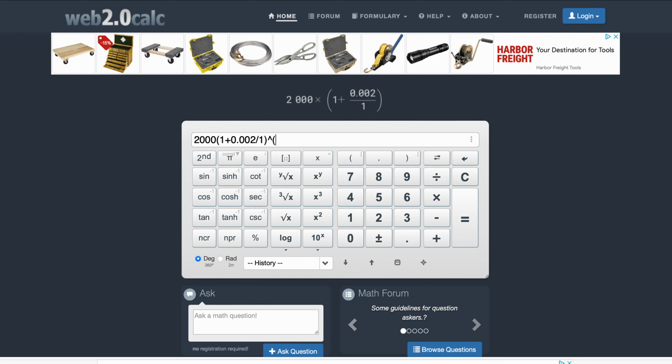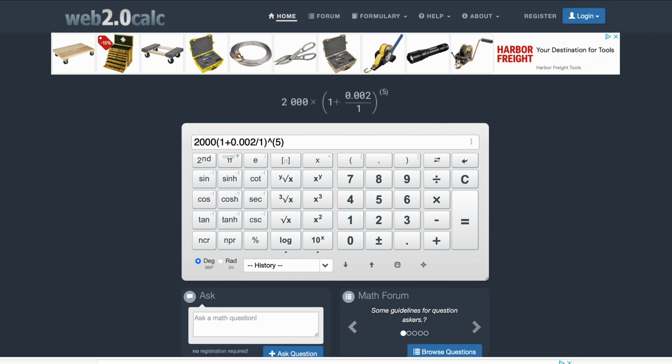Then I'm going to raise it to the amount of time that it's compounded. So since it's annual, if I kept it in there for 5 years, this would be 5. If I was compounding it, say, quarterly over 5 years, that would be 20. So when I enter all of this in, I notice my usage of parentheses and what's populating up here. When I do that, I'm able to get $2,020.08. So that's how we're going to do compound interest.